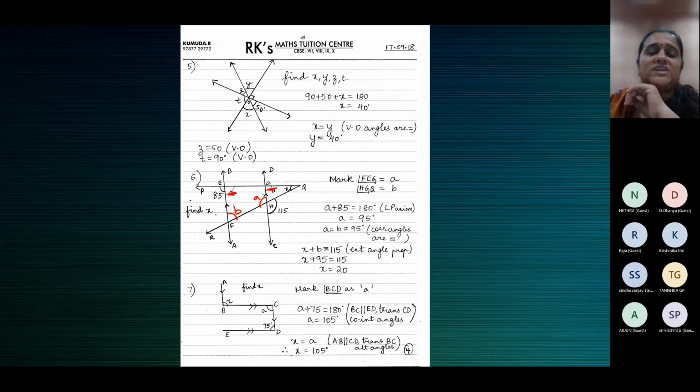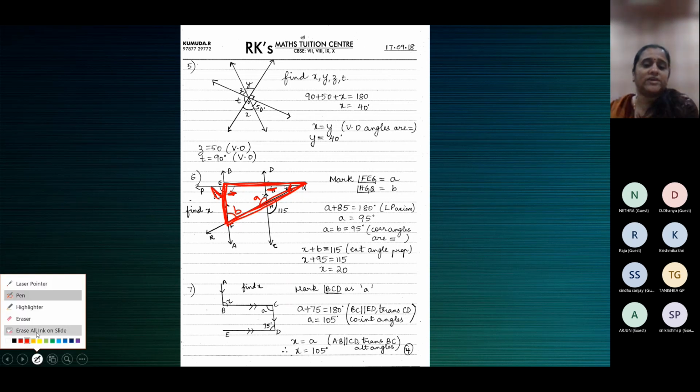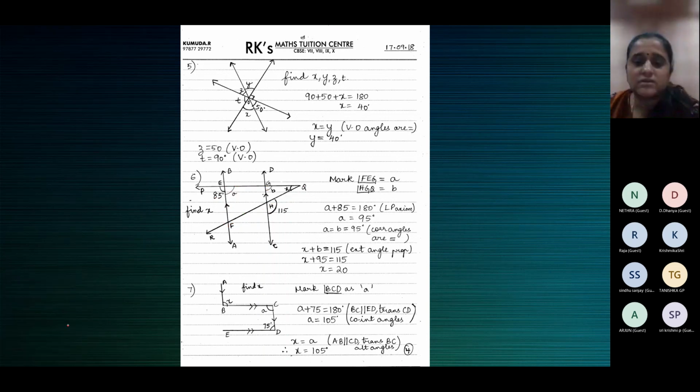Then you should use the exterior angle property in a triangle. X plus B is equal to 85. You can mention the triangle: in triangle EQF, 85 is equal to X plus B, exterior angle property in a triangle, and then you should find X.